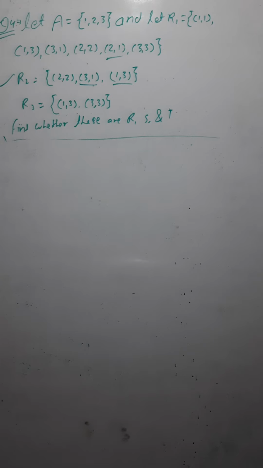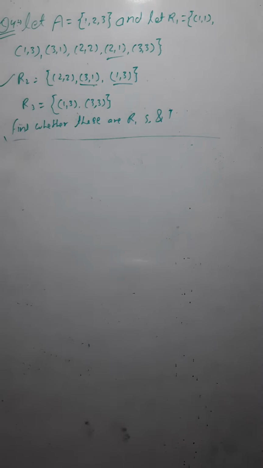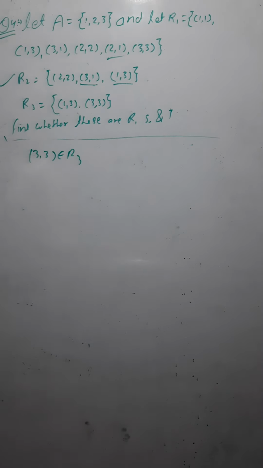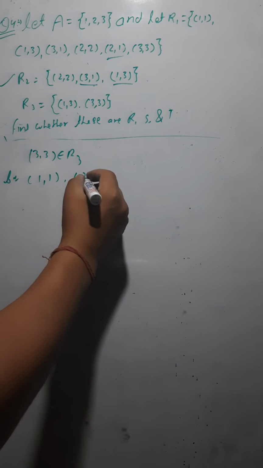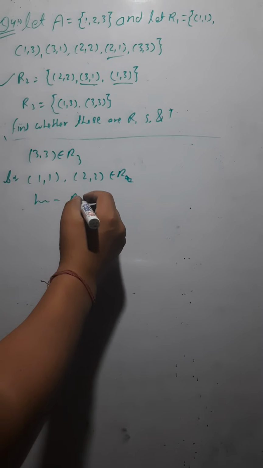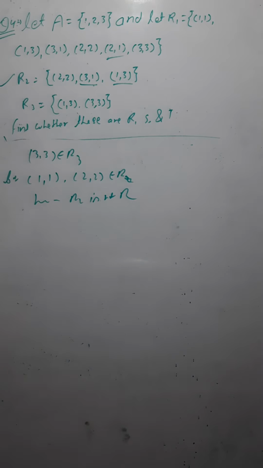Now similarly, let's see the third question here. How would you check its reflexivity? Is it reflexive? 3 3 is there, but 2 2 and 1 1 are not there. Here 3 3 belongs to the relation R3, but 1 1 and 2 2 are not there in the relation R3. So hence R3 is not reflexive, isn't it? That is how you would check.